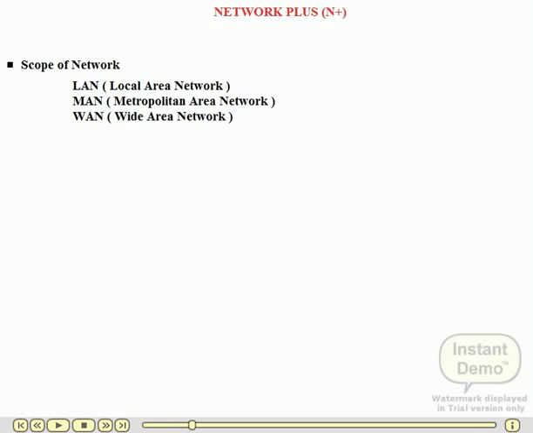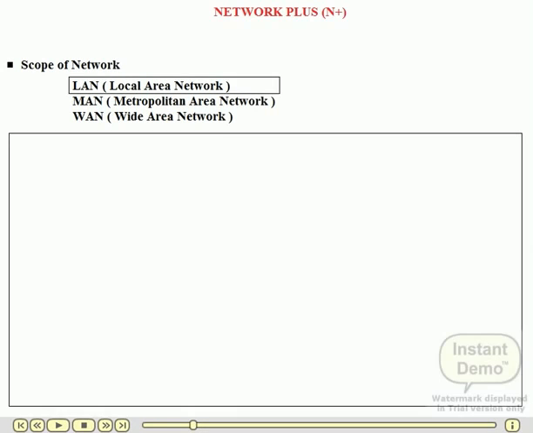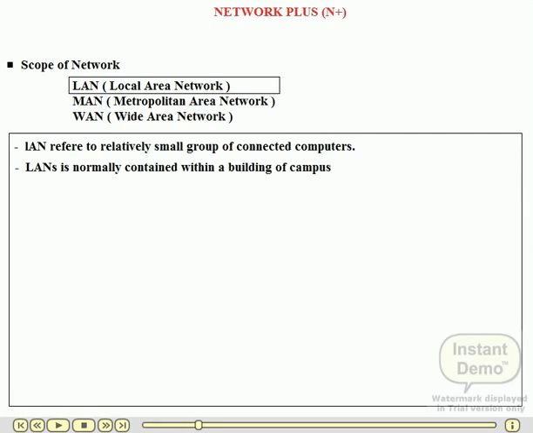LAN means local area network. MAN means metropolitan area network. And WAN means wide area network. First of all, we understand the LAN, local area network. LAN refers to a relatively small group of connected computers. A LAN is normally contained within a building or campus.